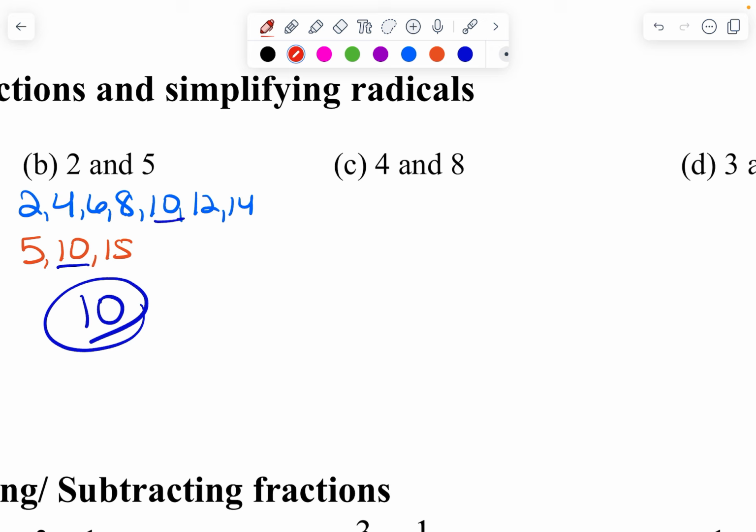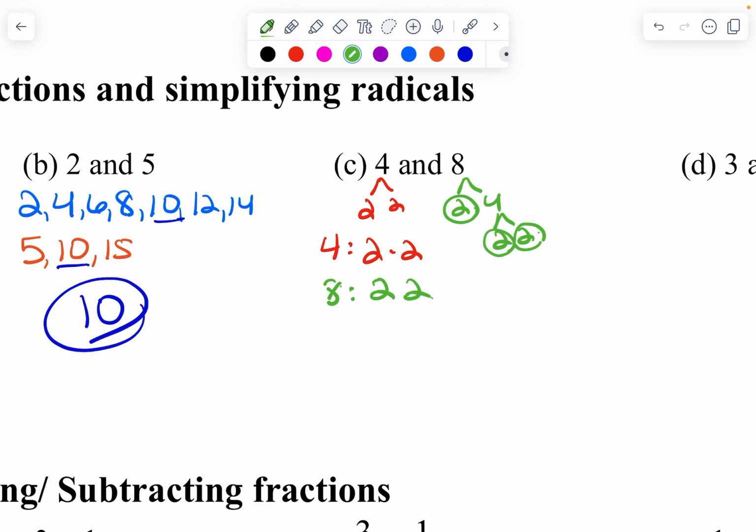So for 4, if I break this up, that's going to be 2 and 2. So 4 is 2 times 2. For 8, I've got 2 times 4. 4 can be broken out as 2 and 2. So for 8, I've got 3 2s. And for 4, I've got 2 2s. So for least common multiple, I need each factor to show up in my answer. Each possible numeric factor shows up in my answer the maximum number of times it shows up in any single number.